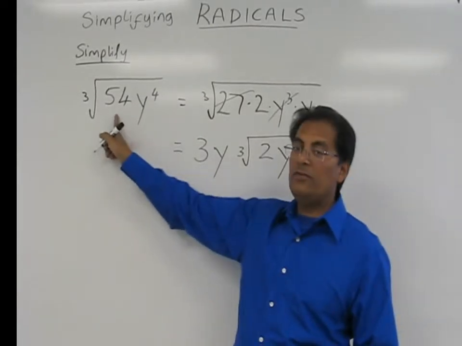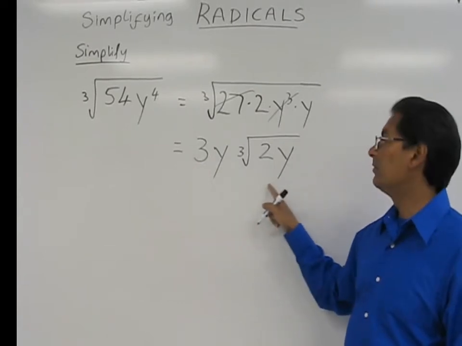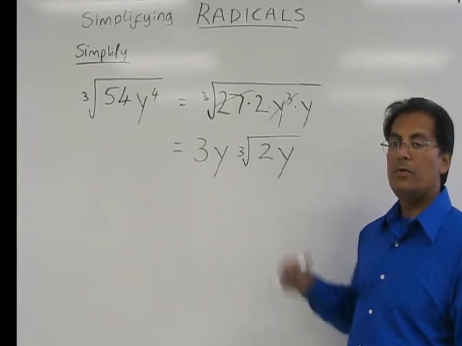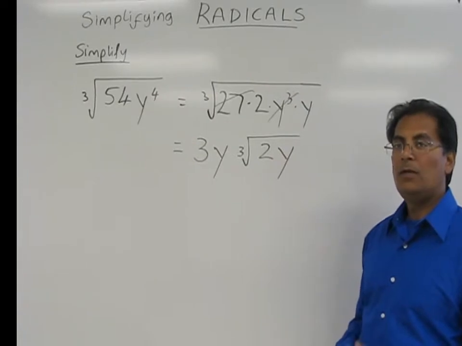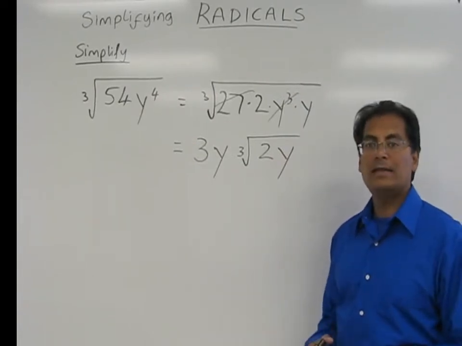So the cube root of 54y to the fourth power, the simplified version, is 3y times the cube root of 2y. Now why do we want to do this? This technique is useful if we're adding and subtracting radicals.